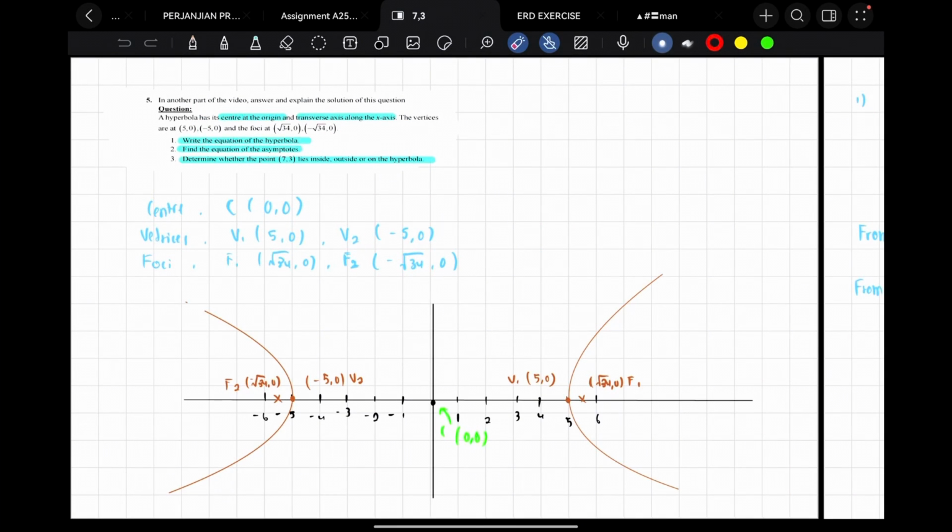Okay, so hello, Assalamualaikum everyone. Today, I would like to discuss our question here. The question asks: a hyperbola has its center at the origin and transverse axis along the x-axis. The vertices are at 5 and negative 5, and the foci at root 34, 0 and negative root 34, 0. Okay, so let's move on to our first question. The question asks, what is the equation of the hyperbola?